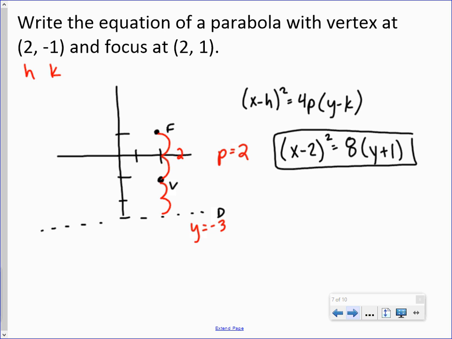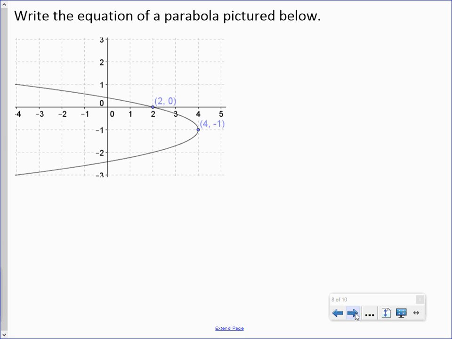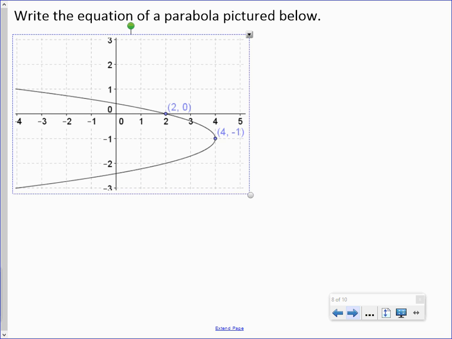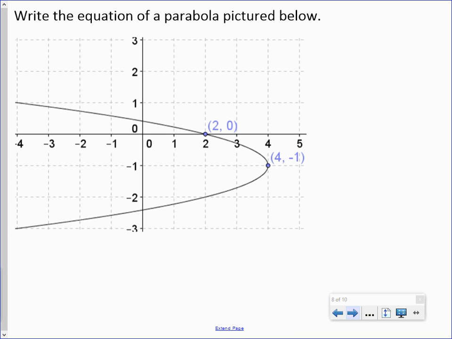So we've got one other example to look at, and it's one where instead of being told information, you get to see the parabola. So I'm going to show you the parabola right here. Oh, and I'll make it bigger so you can see a little better. This is your parabola. Write an equation.